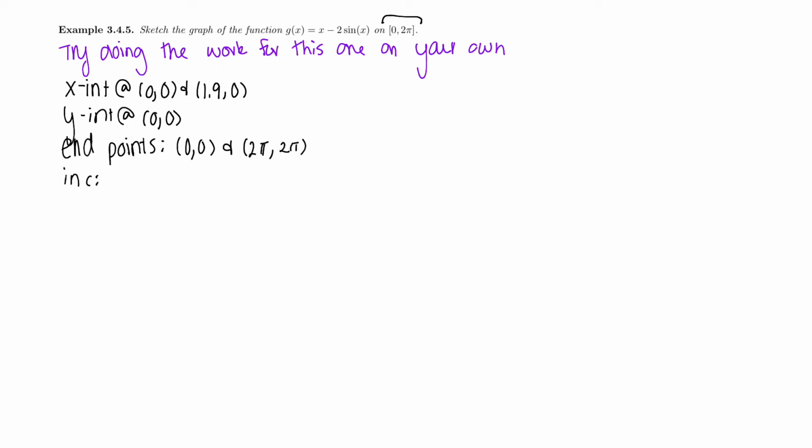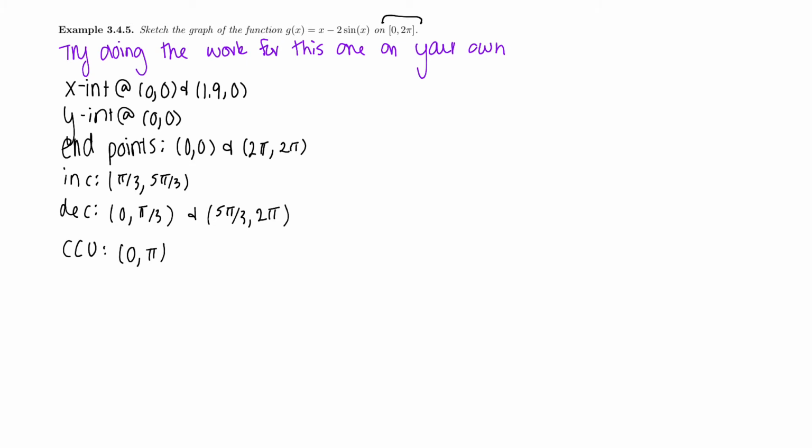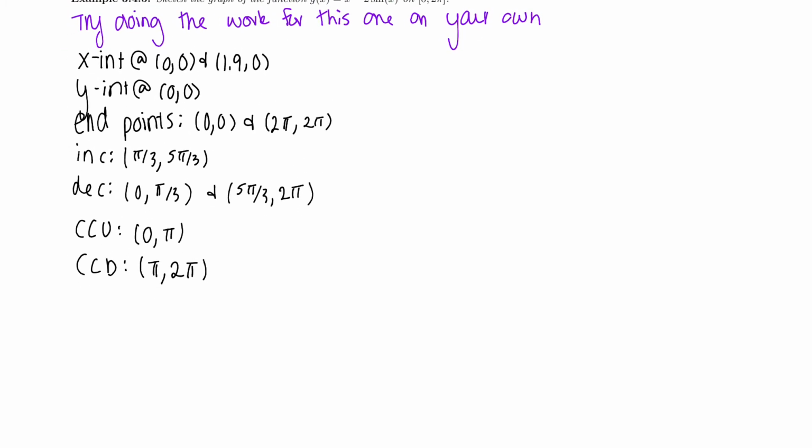It's increasing from pi over 3 to 5 pi over 3. It's decreasing from 0 to pi over 3 and 5 pi over 3 to 2 pi. It is concave up from 0 to pi, and it is concave down from pi to 2 pi. Like I said, you would find this information out manually. I'm just giving it to you so we can draw a graph. I just really wanted to draw one more graph.